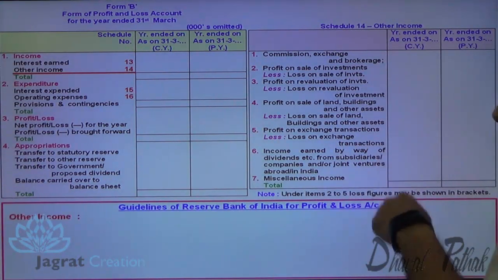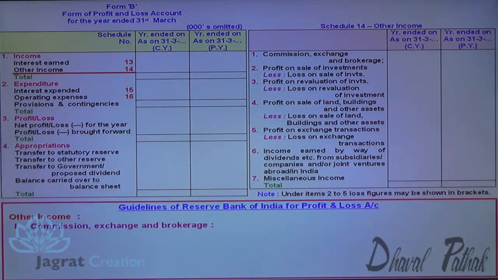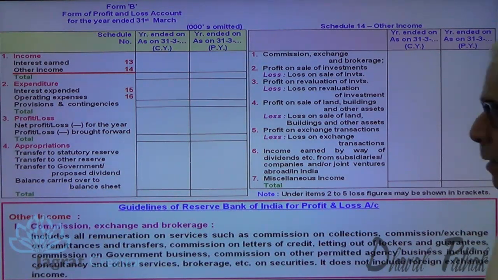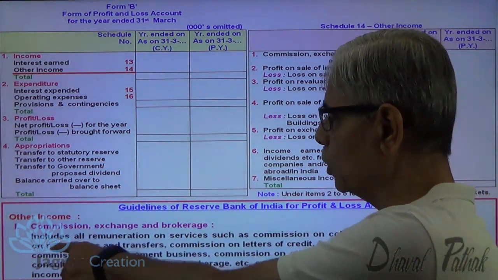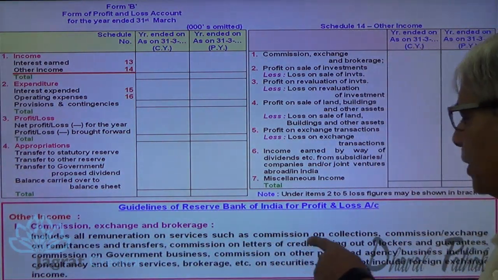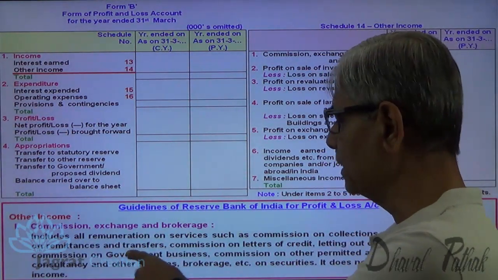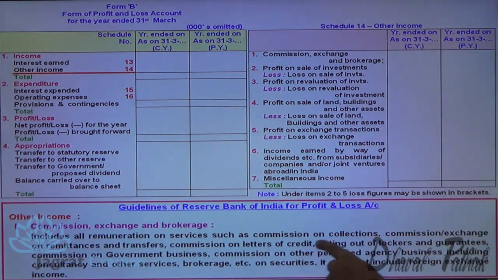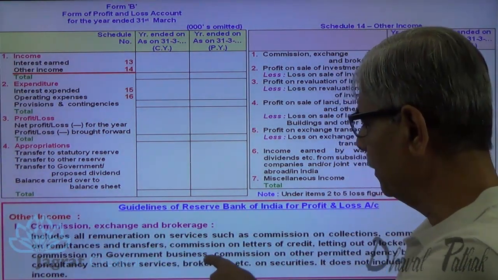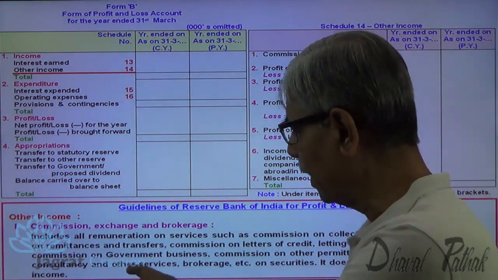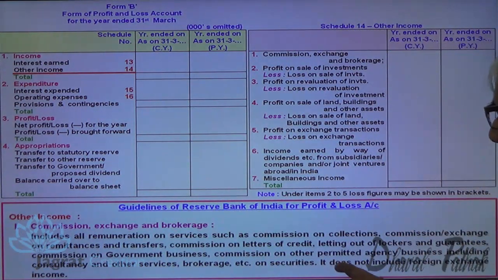So this is the guidelines of Reserve Bank of India. Commission, exchange. Commission, exchange and brokerage includes all remuneration of services such as commission on collections, commission and exchange on remittance and transfers, commission on letter of credit, commission on lockers and guarantee commission on government business, commission on other permitted agency business including consultancy and other services, brokerage on securities. It does not include foreign exchange income.